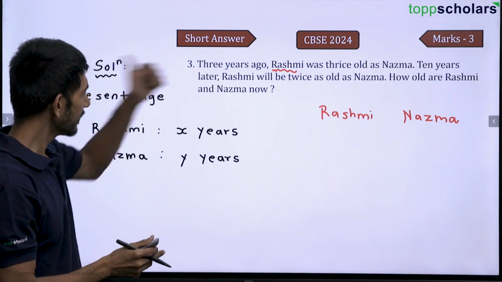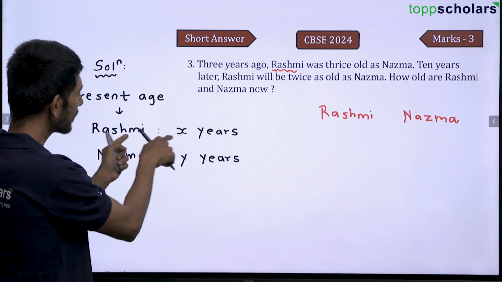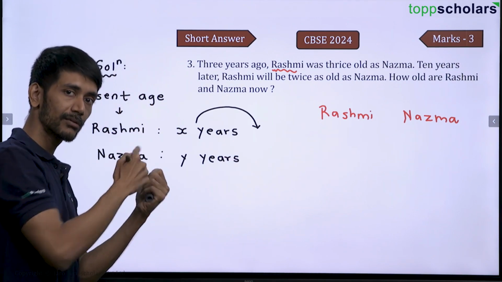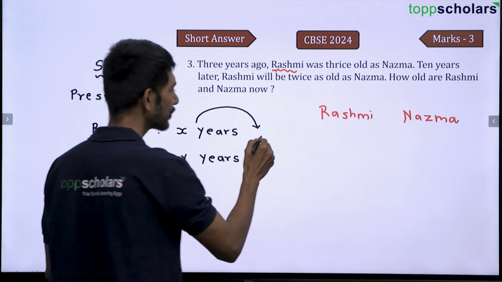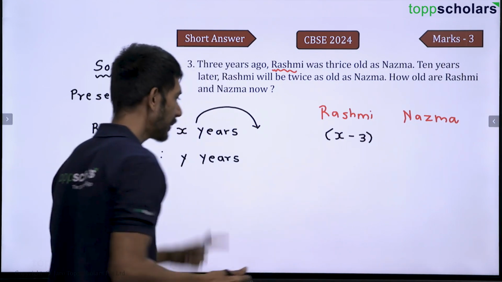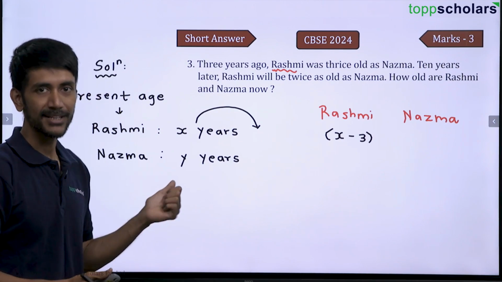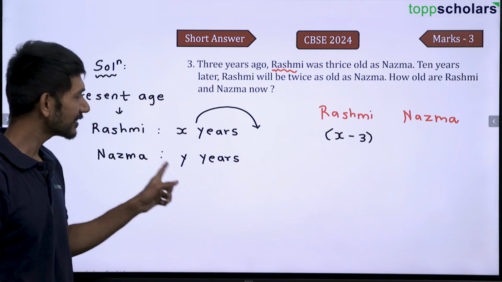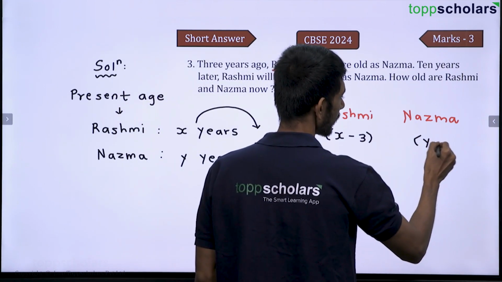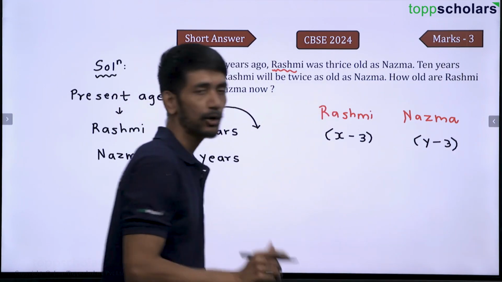Now, 3 years ago. So can I say 3 years ago, Rashmi's age, 3 years ago, minus 3. So Rashmi's age is going to be x minus 3. But 3 years ago, Nazma's age will also reduce, right? So can I say Nazma's age 3 years ago is going to be y minus 3. I hope you're getting this.